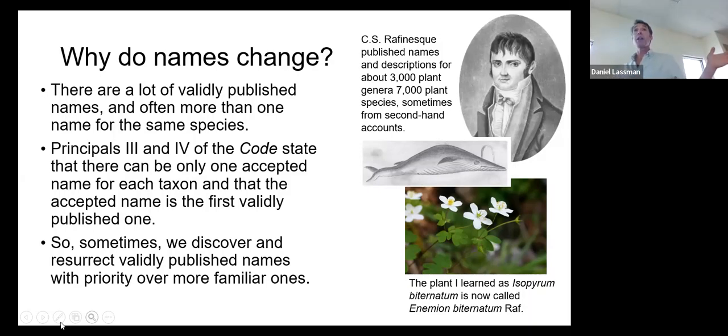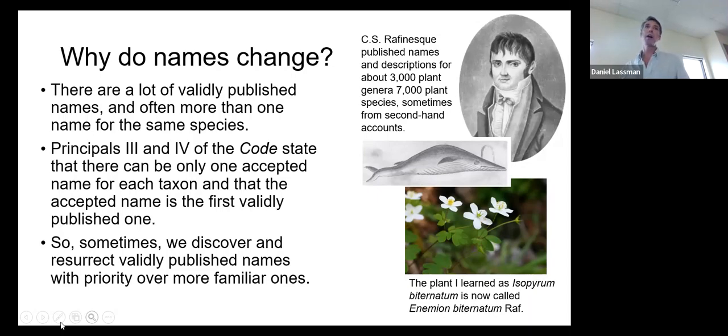Okay. So why do names change? Jean's question about Polygonum and Fallopia and Persicaria is actually the common one around here, and is a problem for botanists as it is for everyone else. The truth is there are a lot of validly published names that meet the criteria in the code. And more often, there's more than one name per species. They get described over and over because it's a big world and plants range far.